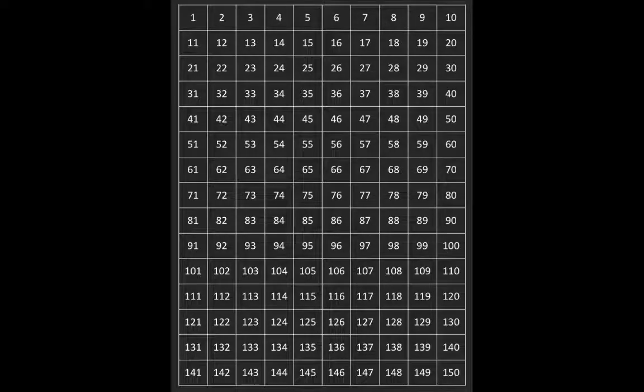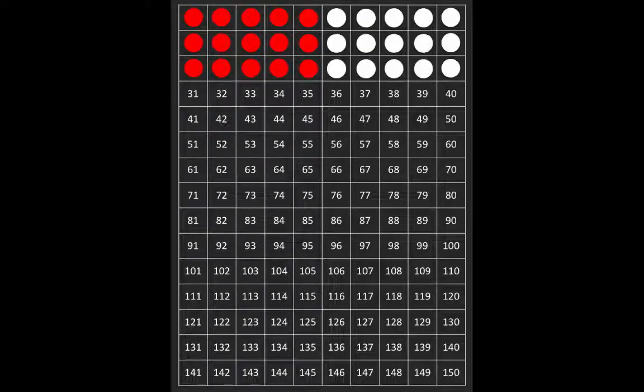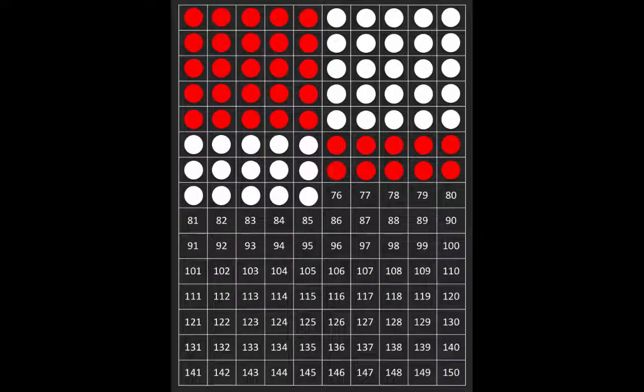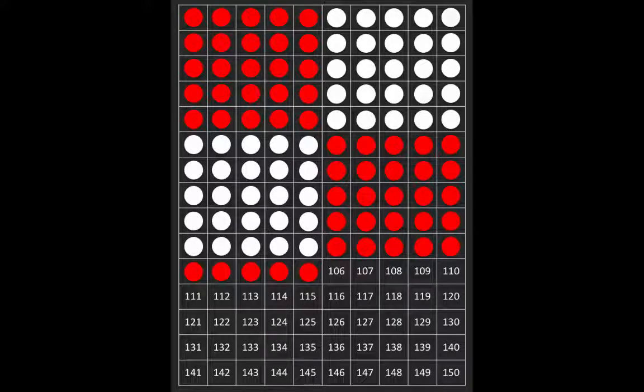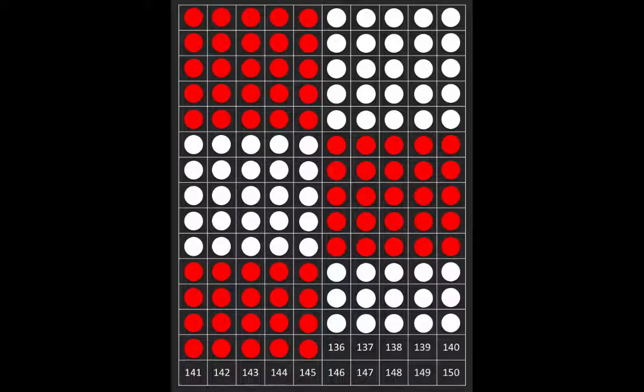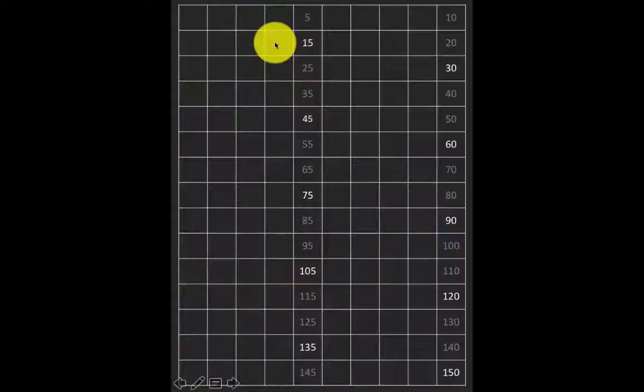Finally, let's count by 15. 15, 30, 45, 60, 75, 90, 105, 120, 135, 150. The ones in the multiples of 15 are the same as the ones in the multiples of 5 because 15 is composed of 10 and 5. In addition, we can see that the multiples of 15 consist of every third multiple of 5. This is because 3 5s make 15.